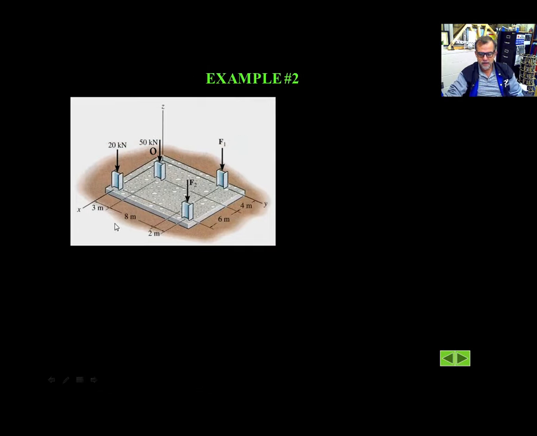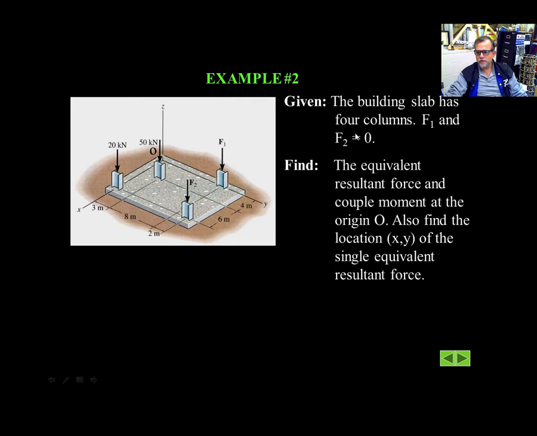Okay, let's try the same type of problem now in 3D. And you have this situation. And this is a problem from the book also. It says the building slab has 4 columns and F1 and F2 are 0, meaning they shouldn't be here. In real life, I don't know, maybe they are decoration, maybe they are redundancy, I don't know why.